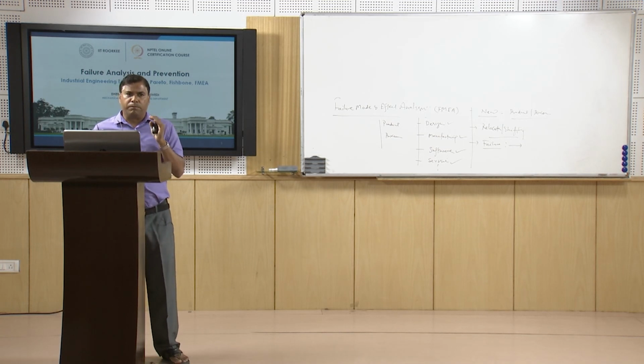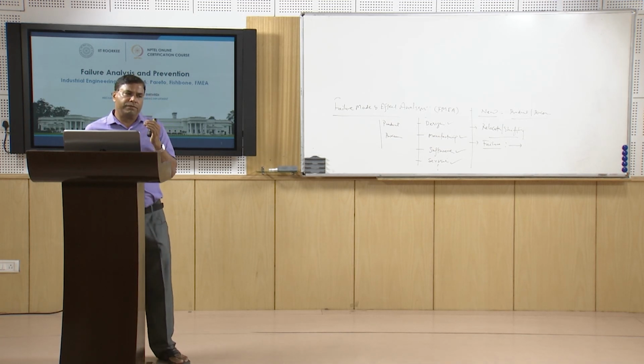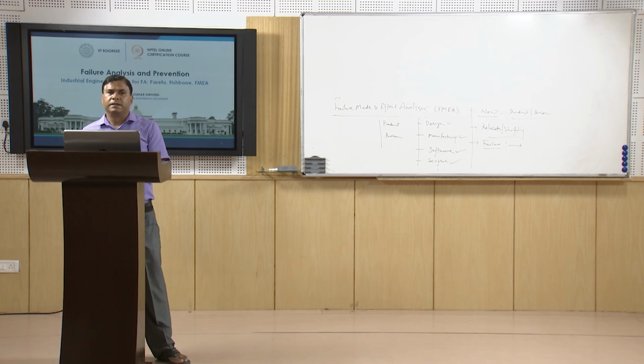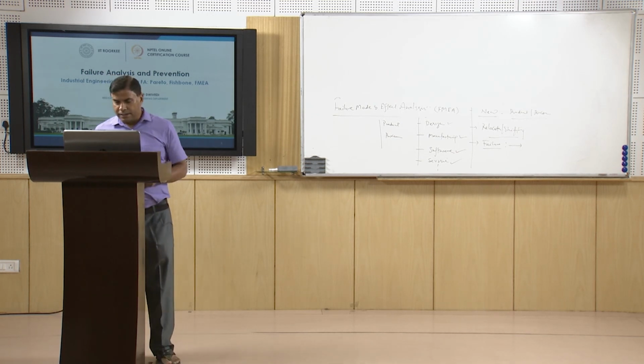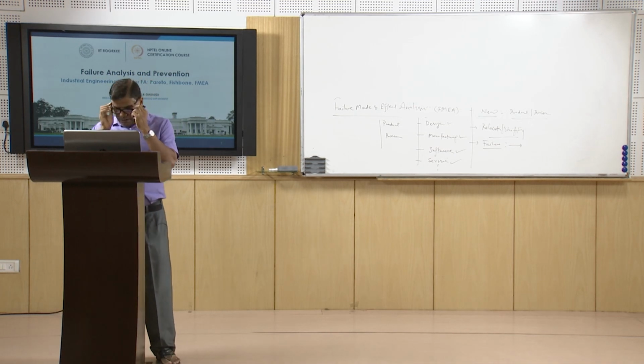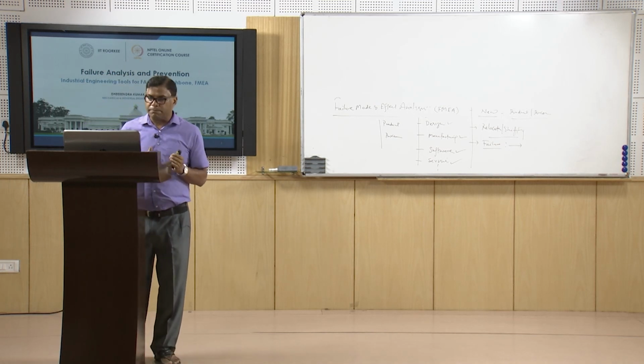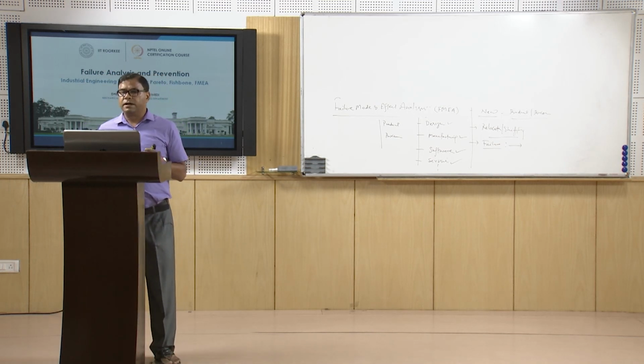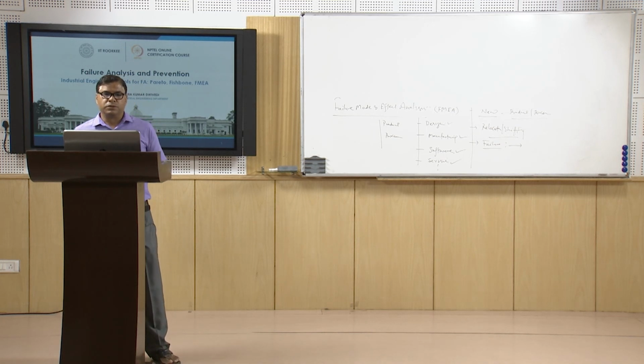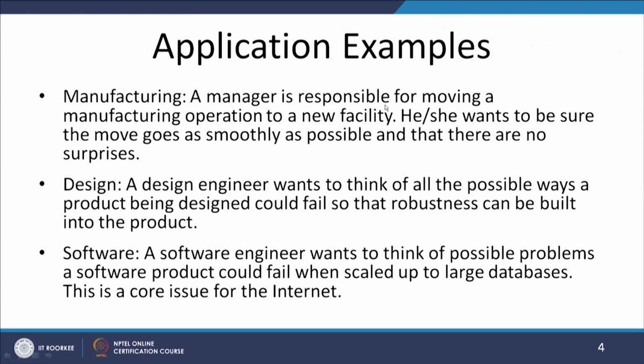So, the possibilities of the failure of a product, process or the software in different ways is analyzed, and then based on our understanding, different steps or the corrective measures are also identified, so that we are better prepared to avoid the occurrence of the failure due to those reasons. So, these are some of the application examples of the FMEA.